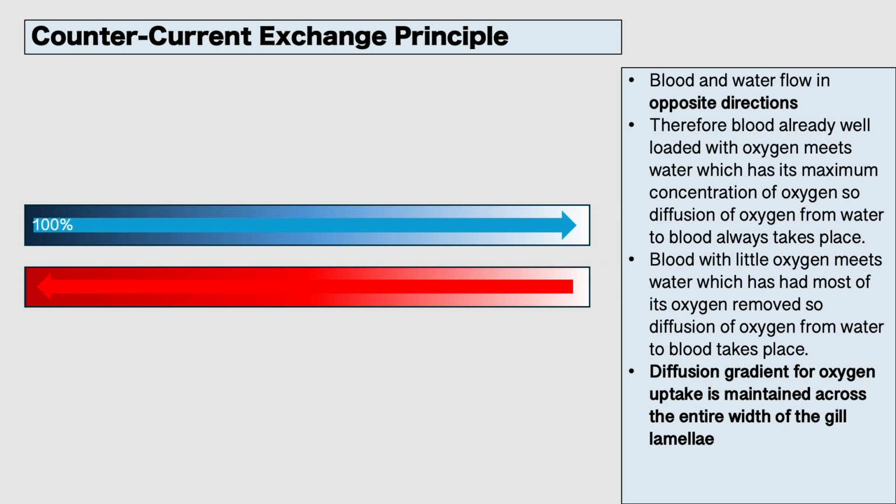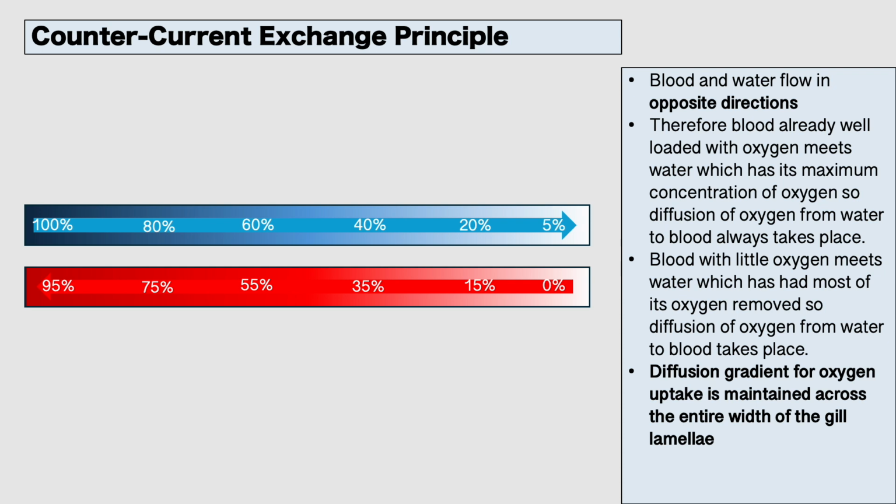This means the blood, already well loaded with oxygen, meets the water which has its maximum concentration of oxygen, so diffusion of oxygen from water to blood still takes place. That's shown in this diagram here, where the percentage of oxygen is always higher in the water than in the blood, so oxygen always diffuses into the blood.